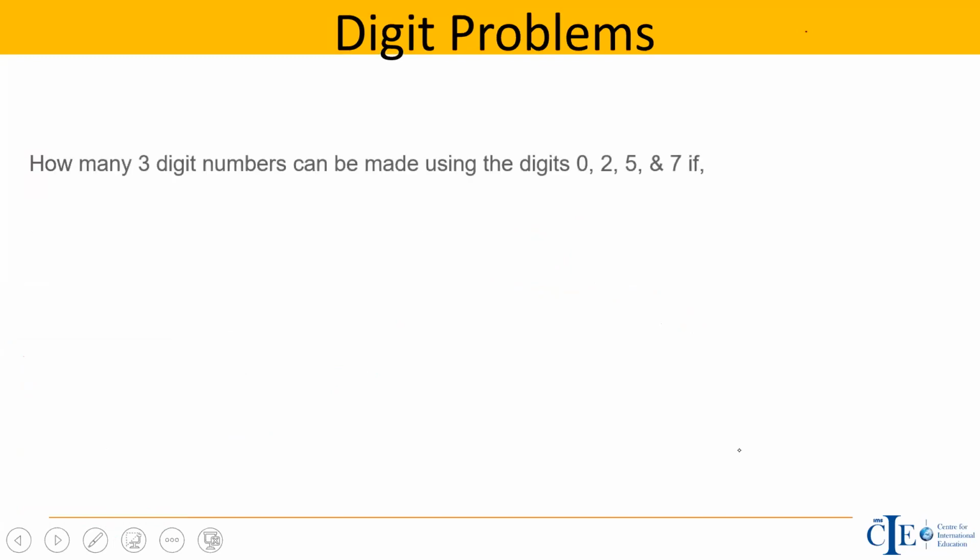Now, just an extension. अगर 0 भी होगा, then what will be the case? If there's 0 also, then what would you do? 192. Wait. Check it. Can you have 0 at the first place? It's a digit, not a code, yeah.